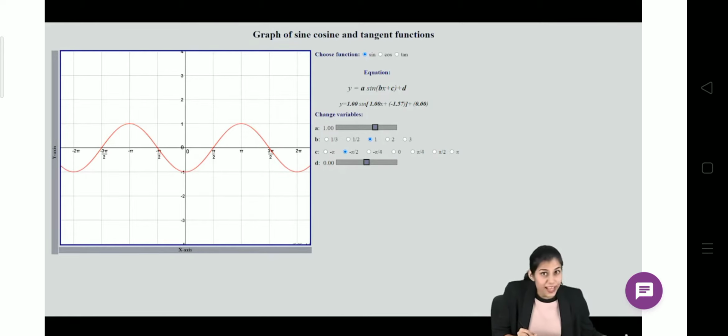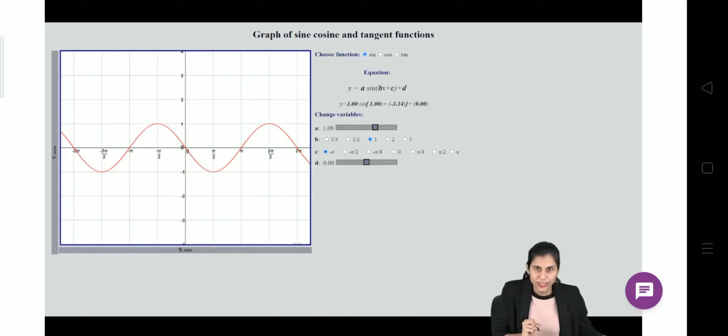And now I'm taking the value of a as minus pi. What just happened? The graph of sine x again shifted to the right, and this time by pi units. That means if you shift the graph of sine x to the right along the x-axis by a units, you will get the graph of sine of x minus a.